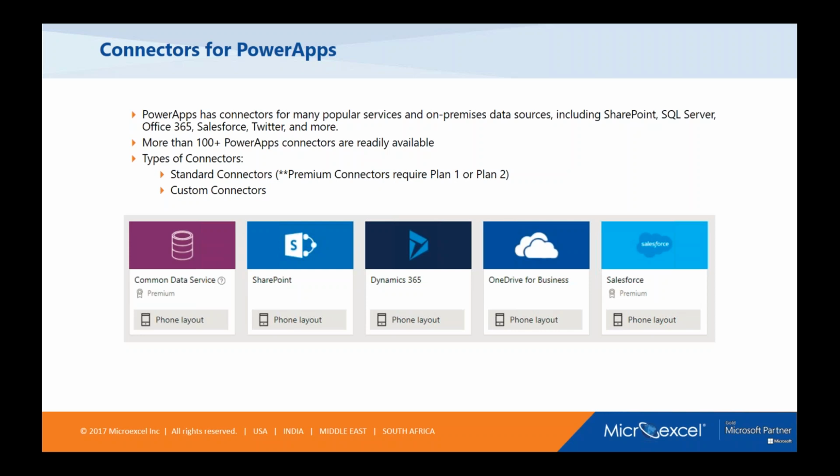Here in this slide, as you can see, I took a snapshot of the connectors. Some of the connectors are marked with a premium tag. Where you see a premium tag, it's obvious that you would require a Plan 1 or Plan 2. There are a few connectors which are standard, like SharePoint, Dynamics 365, and OneDrive for Business, which could be used directly with your enterprise license.